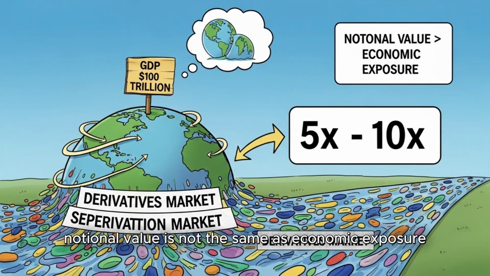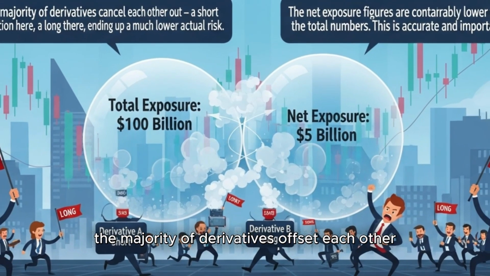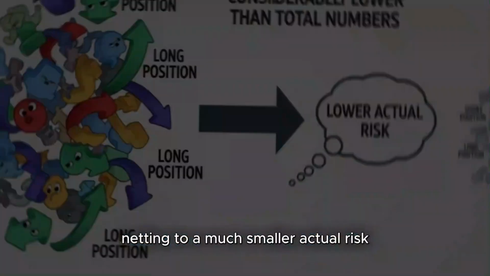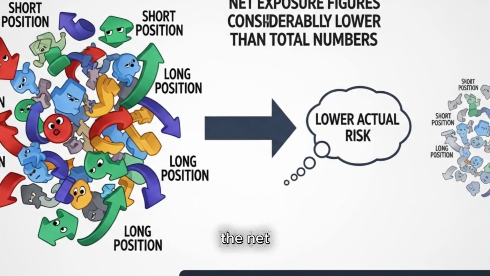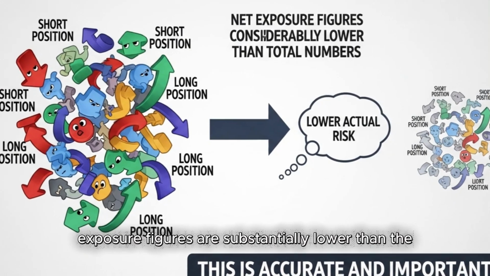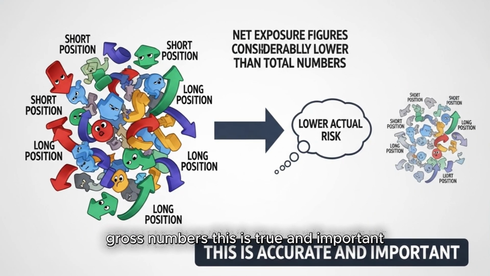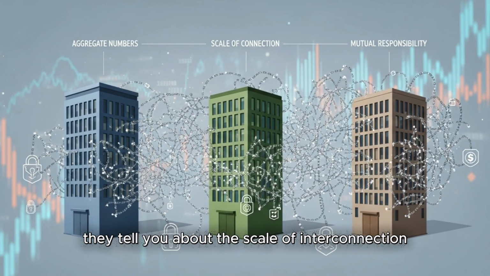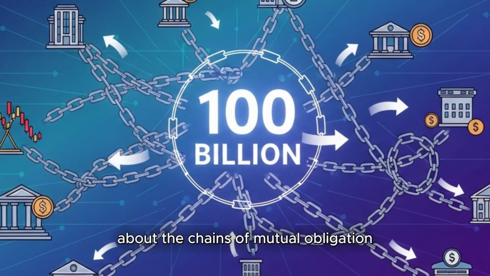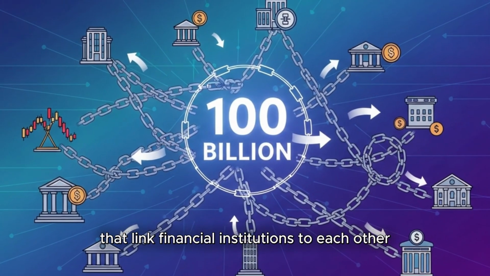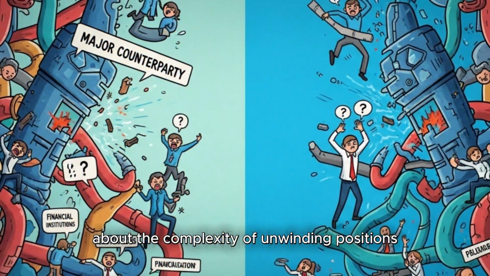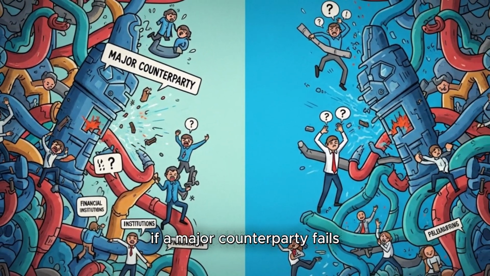Now, as mentioned, notional value is not the same as economic exposure. The majority of derivatives offset each other, a short position here, a long position there, netting to a much smaller actual risk. The net exposure figures are substantially lower than the gross numbers. This is true and important, but the gross figures are not meaningless. They tell you about the scale of interconnection, about the chains of mutual obligation that link financial institutions to each other through these contracts, about the complexity of unwinding positions if a major counterparty fails.